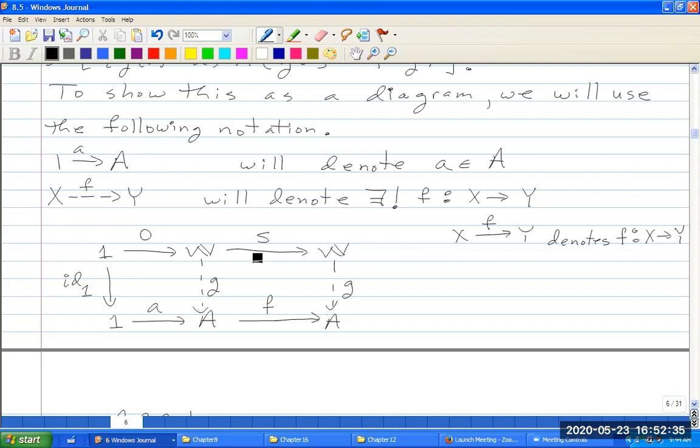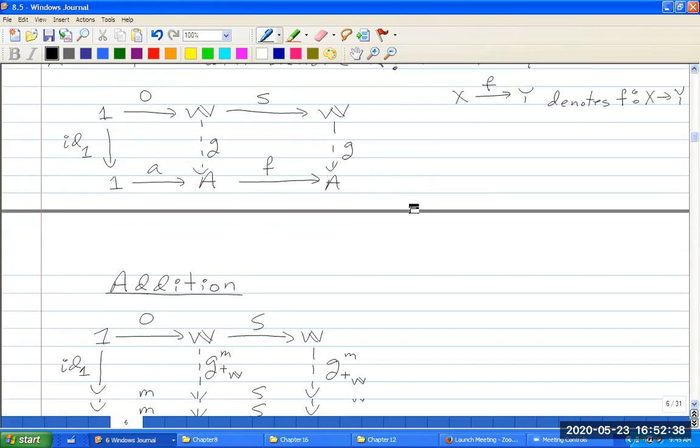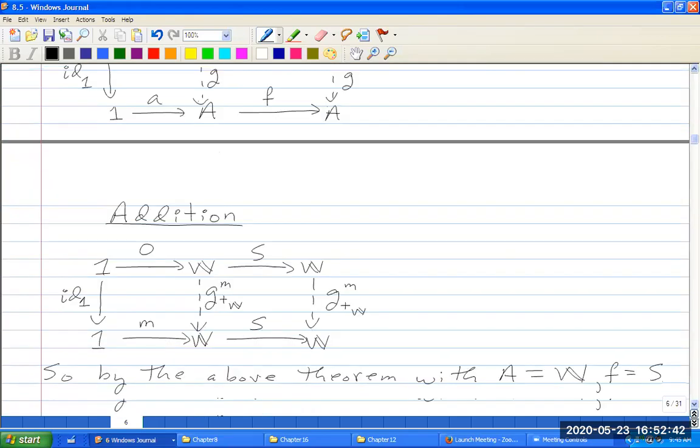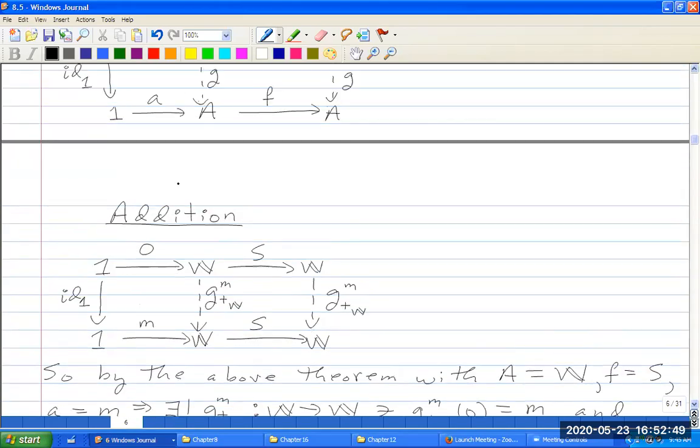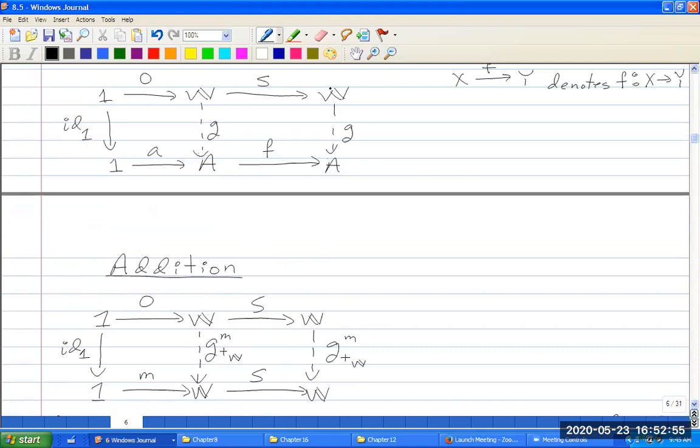Okay, so now let's see what this implies. Well, all I'm going to do, and it doesn't really matter what I call this, is I have 1, 1, 0, W, S, W. None of these can be changed. So these are fixed. So I just rewrite that.